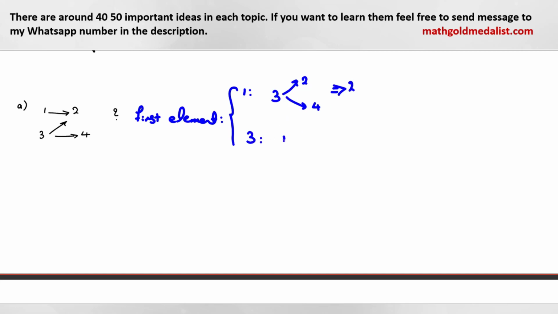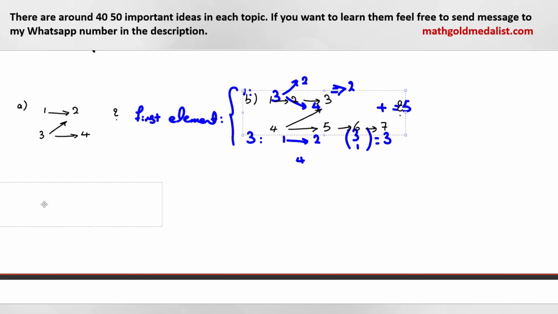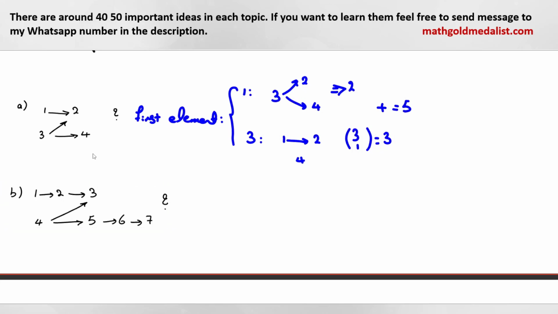Yes, it is 5. 1 is before 2, 2 is before 3, choose 1, right? Okay. So let's try another one that has more elements. Try part B first on your own, okay?